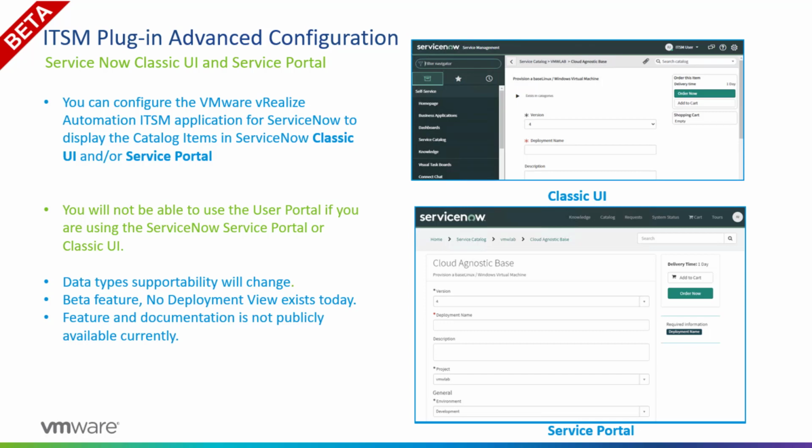Also, this is a beta feature. There is no deployment view today when you're doing so, but it does support day 2 actions on the machines that you basically end up deploying. This feature and the documentation is not publicly available currently. So work with your VMware account team if you want to test this beta feature and you want to have access to the documentation in terms of how to do that.